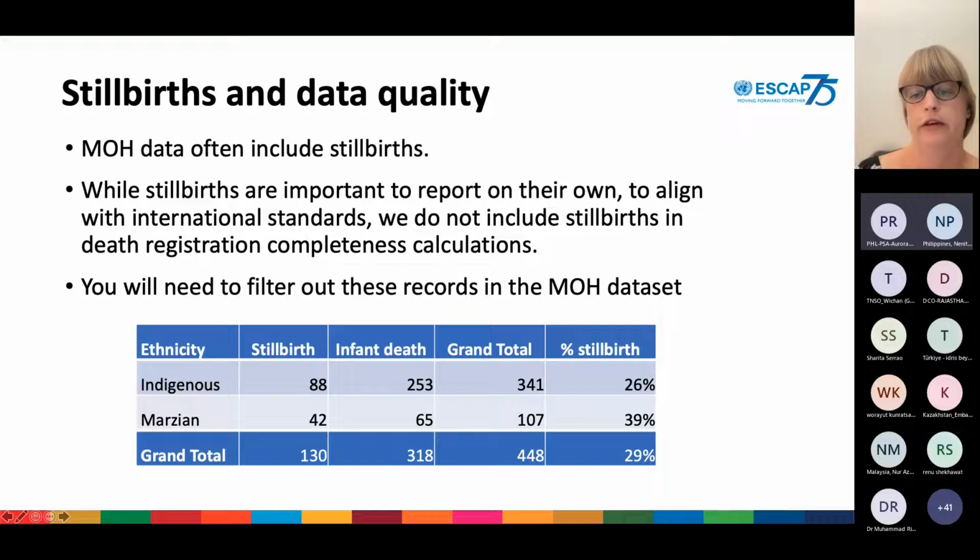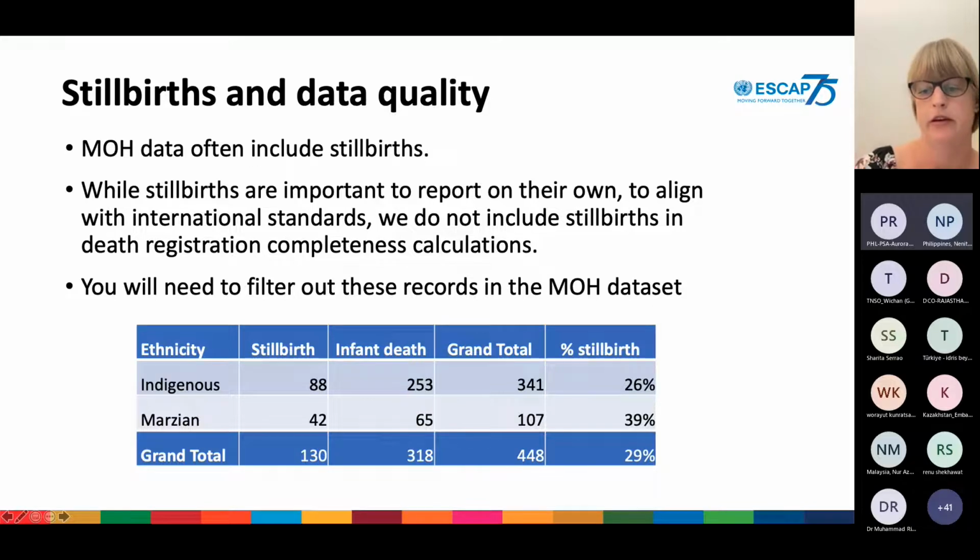However, to align with international standards, we cannot include stillbirths in our registration completeness calculations. So by definition, it only includes a baby who was a live birth, took a breath, had a heartbeat, et cetera, and then subsequently died. So you would have to filter out the stillbirths in your Ministry of Health data set. And just an example here, you can see that 26% of this infant data is actually stillbirths for the Indigenous population and 39% for the Marzians.